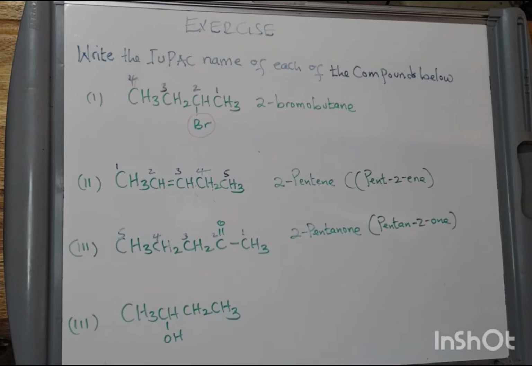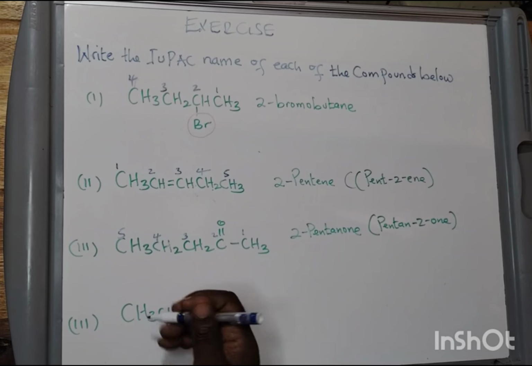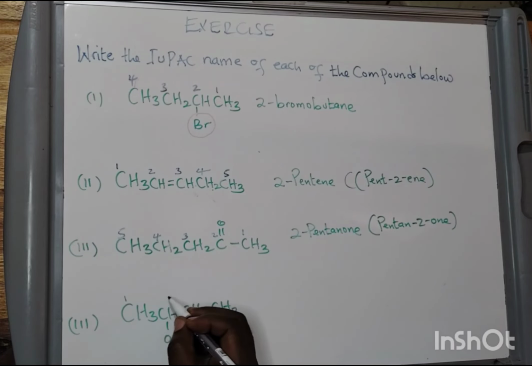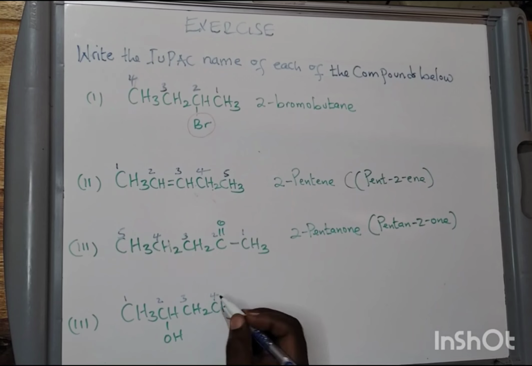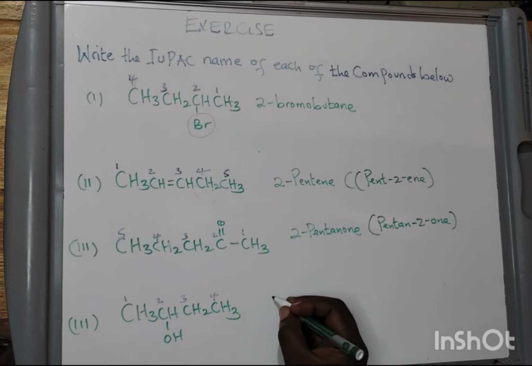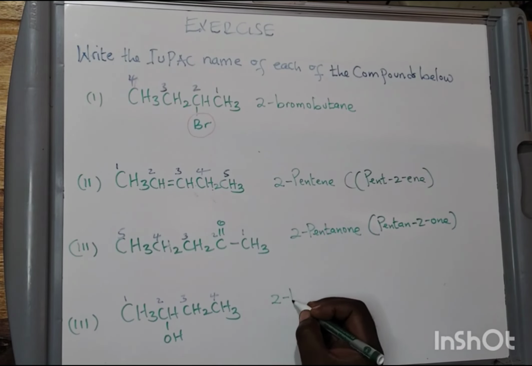Then we come to this one. You have to count from the side which gives the OH the smallest number. That side is this side, so it could be 1, 2, 3, 4. Okay. So what is the name? The name is 2-butanol.